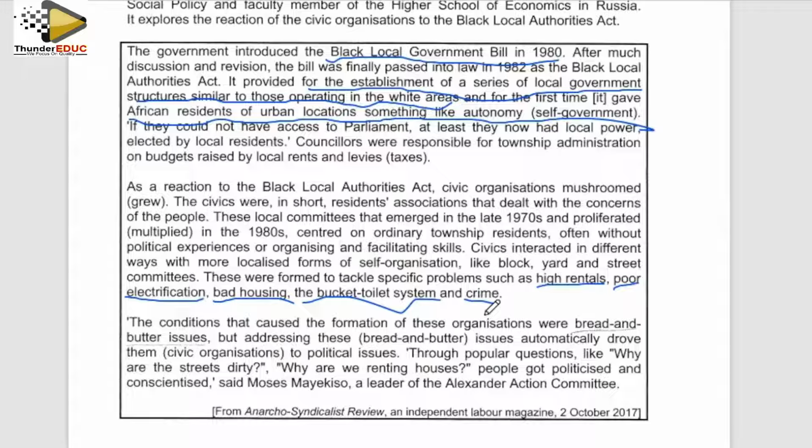Then there was also bad housing, which is also still a legacy of apartheid in South Africa. Those municipality-owned properties were very poor in terms of the amenities and also in terms of the appearance of the structures. So there was bad housing and also the problem of the bucket toilet system, which was also prevalent during then because of poor sanitary facilities and poor water provision. And also there was the problem of crime. So those were the problems that were meant to be addressed by those local authorities. Right. Let's go on to the next question.